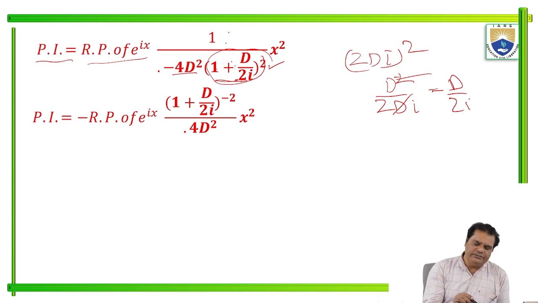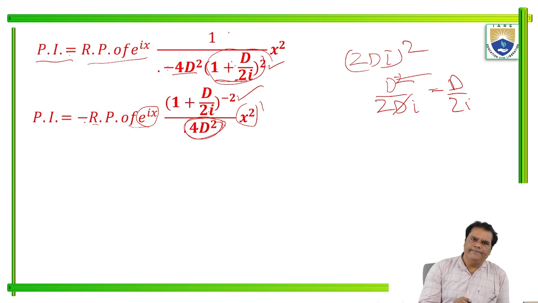So we get minus Rp of e to the power ix, and (1 plus d upon 2i) to the power minus 2, upon 4d square. Taking the minus sign first, starting with minus. Here only 4d square is in the denominator, and this function is in the numerator with a negative power. This function is x square here.